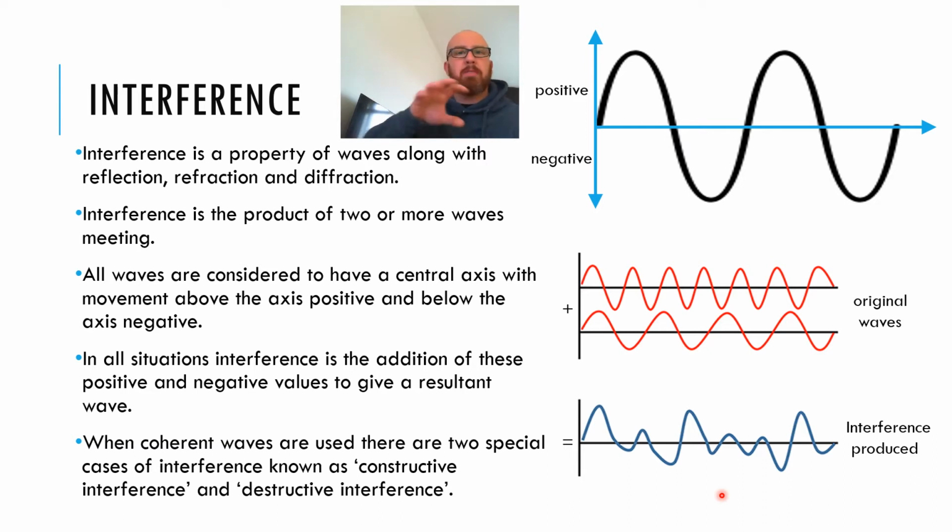Now, the special case we're going to go on and talk about now is if the waves are coherent, we can have what's known as constructive interference and destructive interference, but it only works when the waves are coherent. In other words, constant phase relationship, same wavelength, same frequency, same wave speed, and we're going to show you what these two things mean.